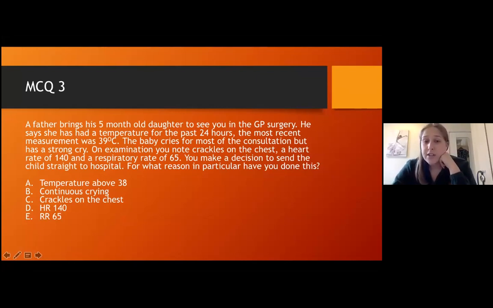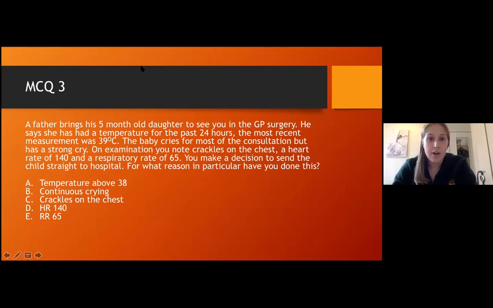Crackles on the chest obviously can be concerning for infection, but they're not a reason to send straight to hospital. The heart rate is okay. It's a little bit high for this baby, but it's not concerningly high. 90 to 120 would be normal in this age range, so 3 to 6 months old. So 140 is a little bit high, but it's not awful. But the resp rate over 65 is the reason you're sending them. And that's because any child, regardless of their age, if they have a resp rate over 60, that's a reason to send the child to hospital.